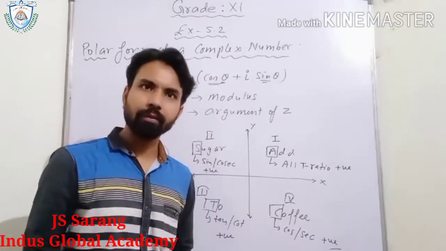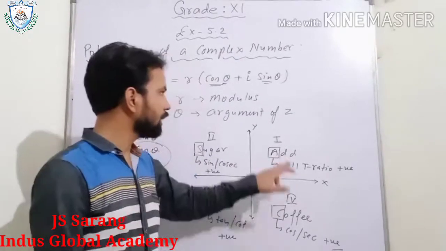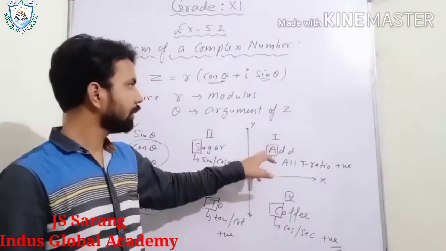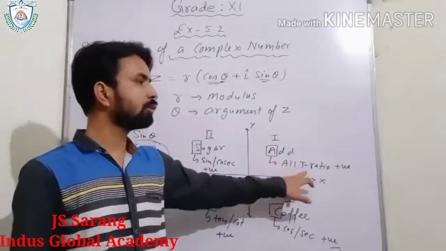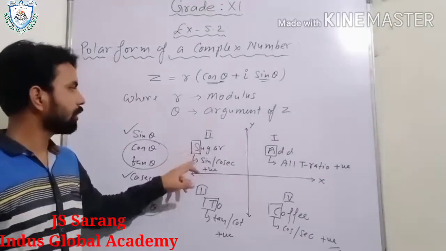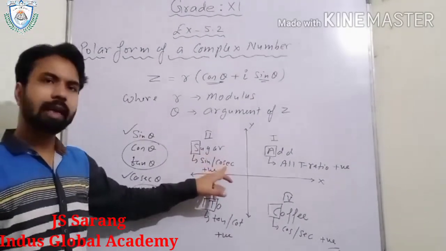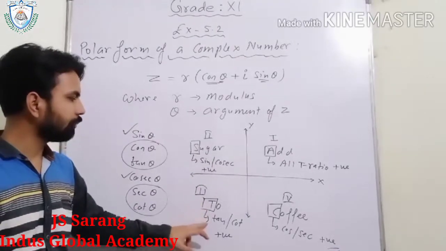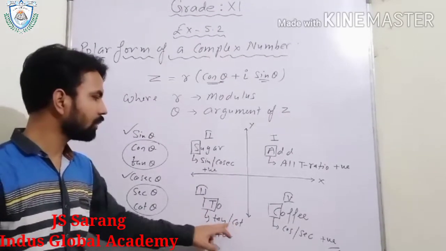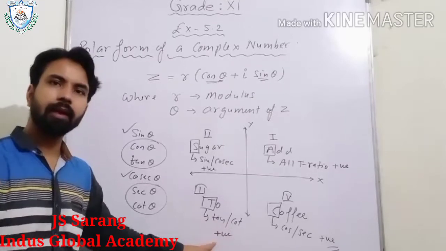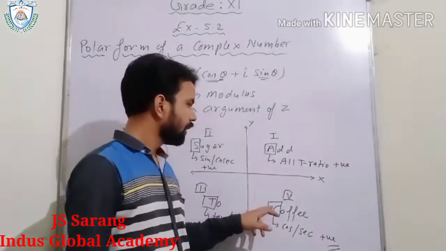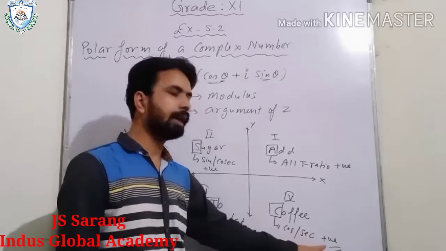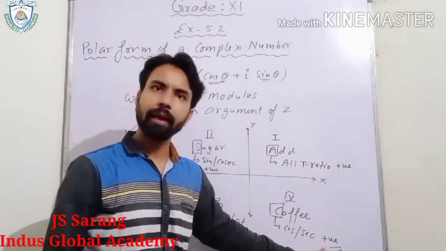Hope it is clear to everyone. You can remember it by this sentence: add sugar to coffee. Add, first letter A, means all trigonometric ratios are positive. S is for sin, and its reciprocal is cosec, so here sin and cosec are positive. T stands for tan and its reciprocal is cot, so here tan and cot are positive and the remaining are negative. Coffee: C stands for cos and its reciprocal is sec, so here cos and sec are positive and the remaining are negative.